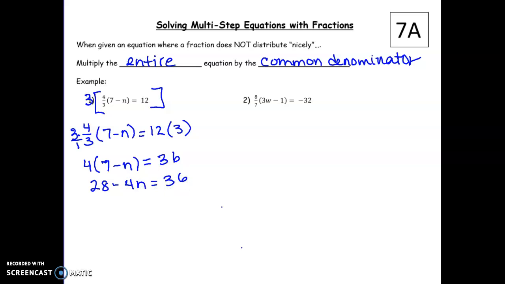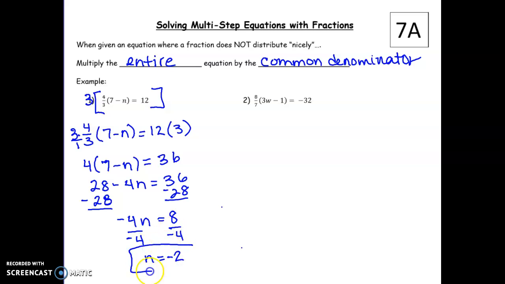Okay, so now I'm just following my DC Mam. I distribute, combine like terms, nothing to combine. I'm going to subtract the constant here, so 28 from both sides. Okay, when I do that, I get negative 4n is equal to 8. And then when I divide by the coefficient, my n is equal to negative 2. Okay, and then you can plug it back in and check it either using Desmos or just by order of operations.